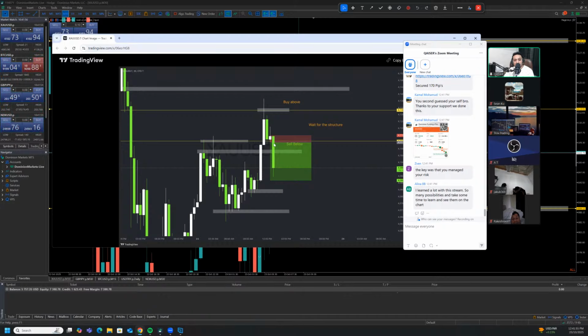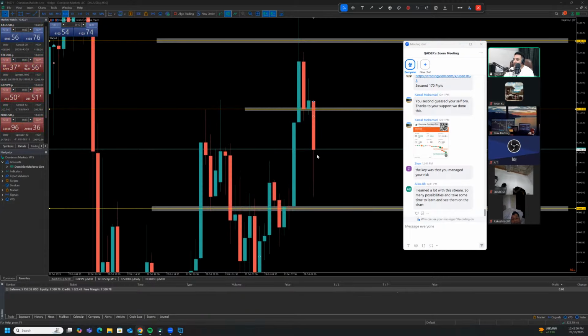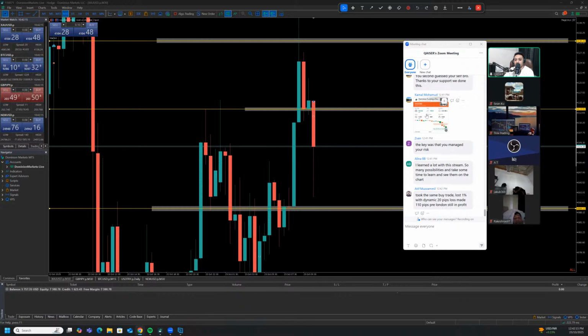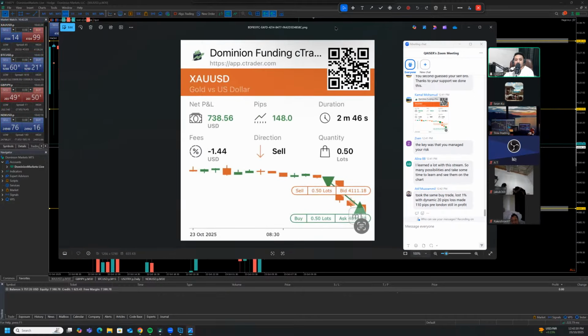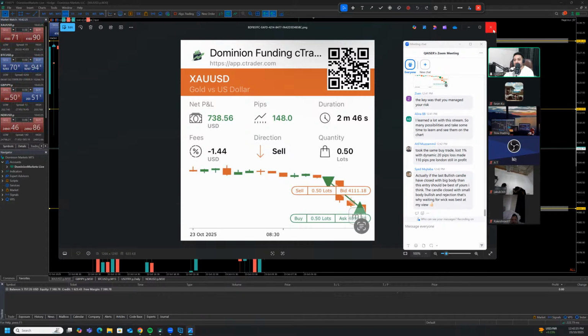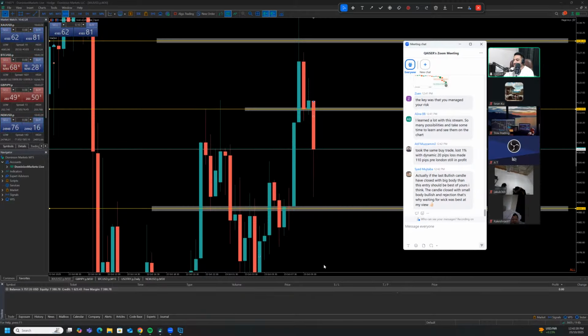Look at this one. Someone took a sell, placed a stop loss, and wow, made huge money. Very nicely done. What a beautiful trade it was. Thanks for your support. We did this. Yes, let's look at this one. Wow, 148 pips grabbed here. Very nice, beautiful. So the second structure worked out here perfectly.